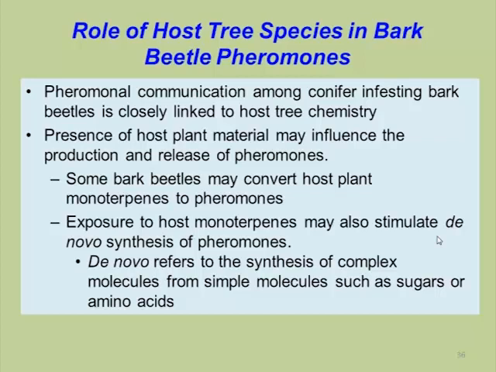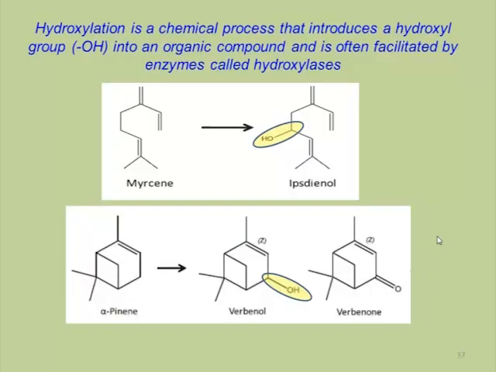I don't remember everything, but in many cases, some bark beetles may convert host plant monoterpenes to pheromones. Monoterpenes are one of the most abundant compound groups in pines. But there is recent evidence suggesting that actually they don't really need those terpenes directly. Exposure to host terpenes may also stimulate de novo synthesis of pheromones, meaning that they convert very simple molecules such as sugars and amino acids into pheromones. Forget those things. This is the important part here.